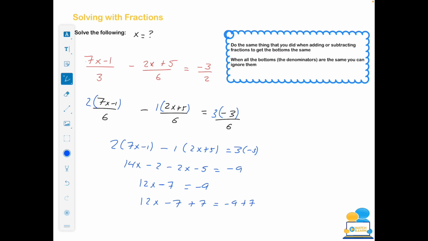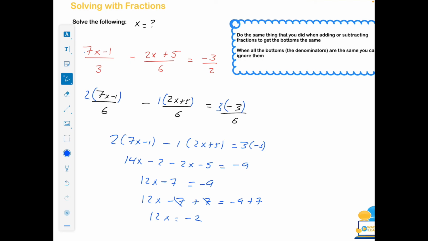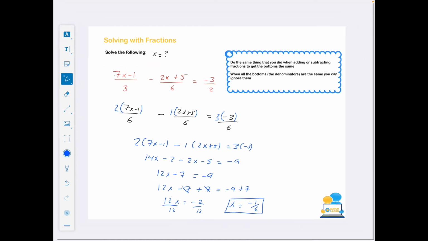You may have been taught to think about that differently, that you just bring it over to the other side and it changes to a plus. Whatever way you've been taught or whatever way you understand it, the way I'm going to explain it is you add 7 to both sides. They cancel out, so we get 12x is equal to minus 9 plus 7. Minus 9 plus 7 will be minus 2, which leaves us with 12x equal to minus 2. To get rid of that 12, we divide both sides by 12, which gives us x is equal to minus 1/6 as our answer.